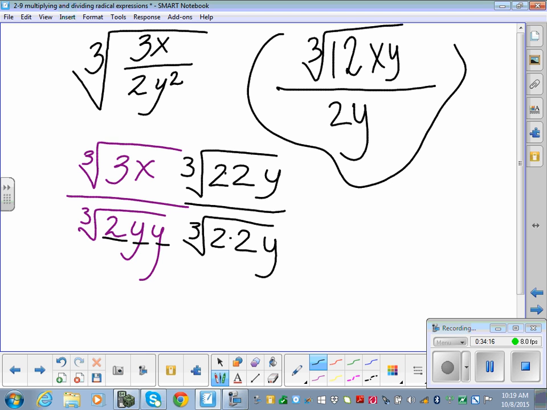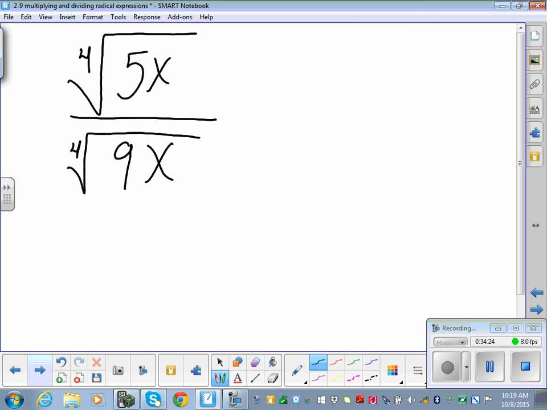You feel okay? If it's a square root, we don't need 3 of them, we only need 2 of them, right? Okay, awesome. So do the rest of the worksheet.